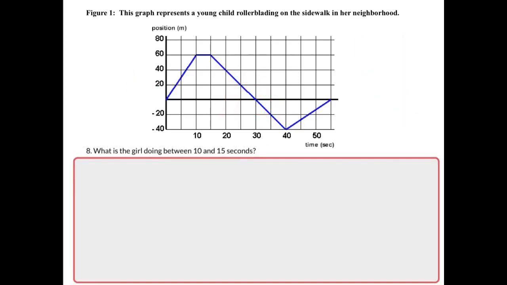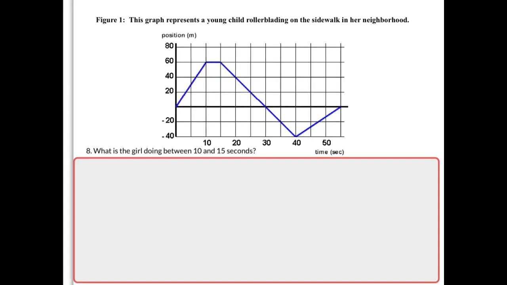The question is, what is the girl doing between 10 and 15 seconds for question number 8? Well, 10 seconds is right here, and 15 seconds is right here. So the position starts at 60 meters and ends at 60 meters. So even though 5 seconds have gone by, has this person moved at all? The answer is no. So there's no movement. The person stopped moving.